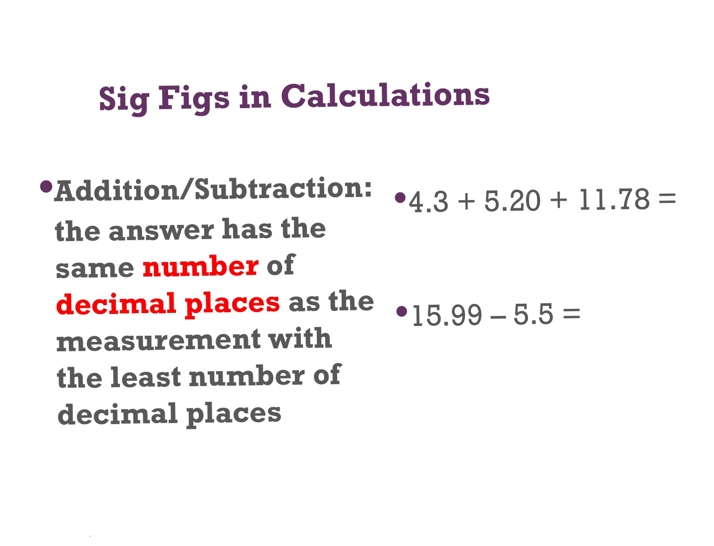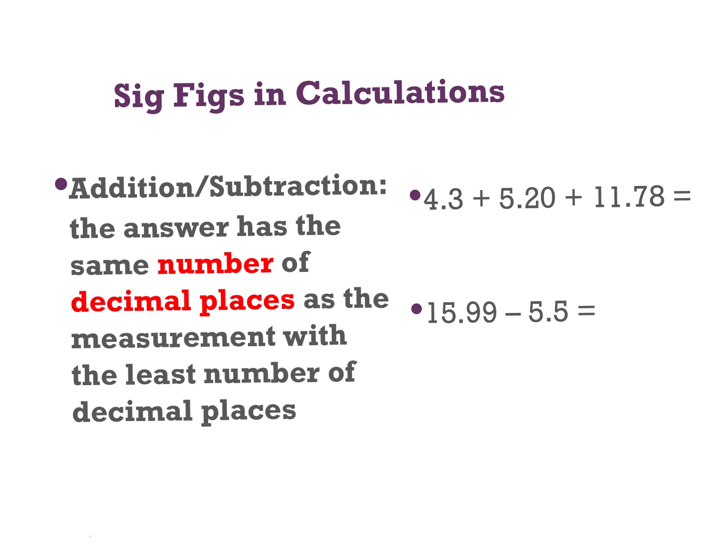Today we are going to learn how to round our answers to the correct number of sig figs when we calculate. Okay. So we have two different rules that we're going to learn today. One is for addition and subtraction. The other is for multiplication and division. Okay. So we're going to start with addition and subtraction.